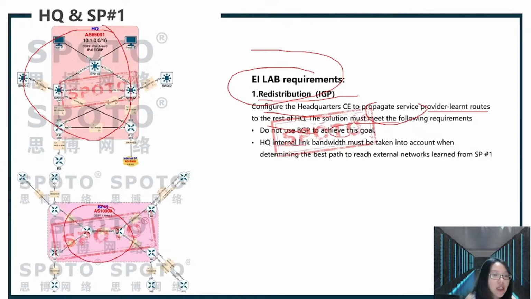HQ internal link bandwidth must be taken into account when determining the best path to reach external network links from service provider 1. Okay, so this question requires the HQ area to obtain the route of the service provider. So we need HQ to obtain this route from service provider 1.